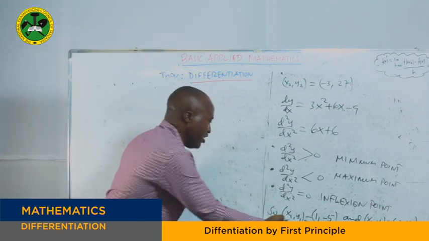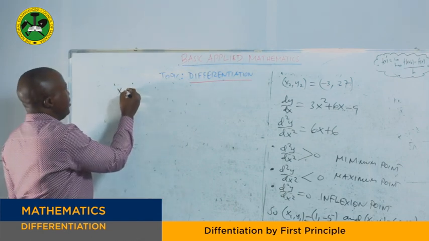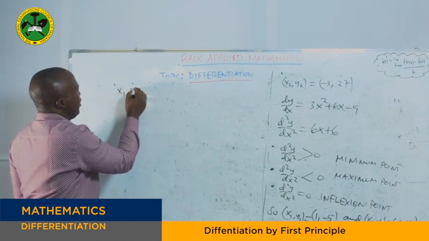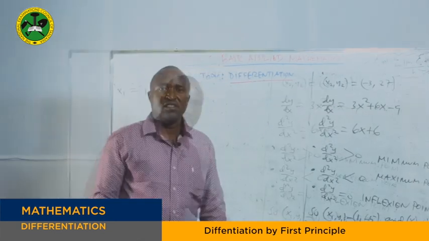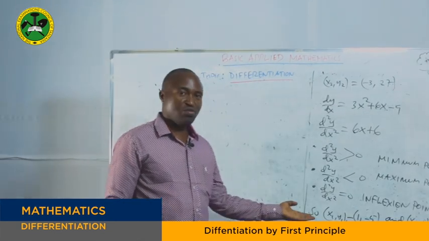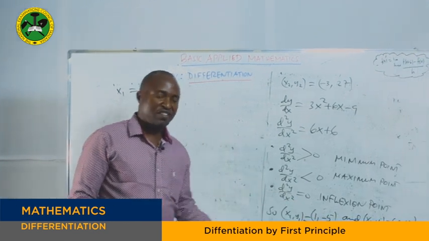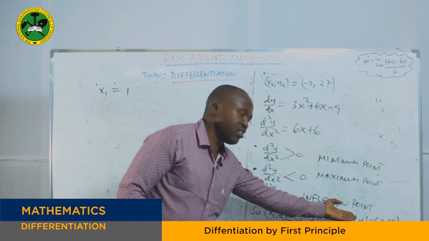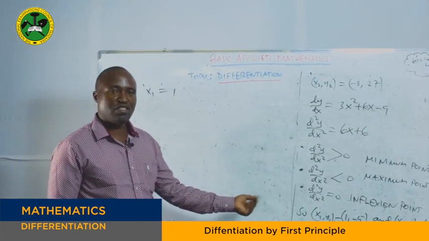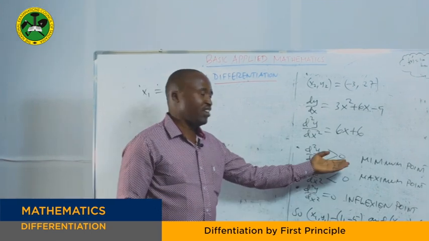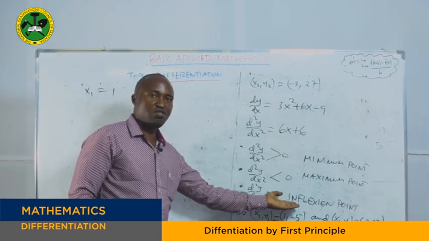Now starting with point 1, x1 is equal to 1. So we have 2 points: point number 1 is 1, -5, and number 2 is -3, 27. Now let us test our points to see whether they are minimum, maximum, or point of inflection.